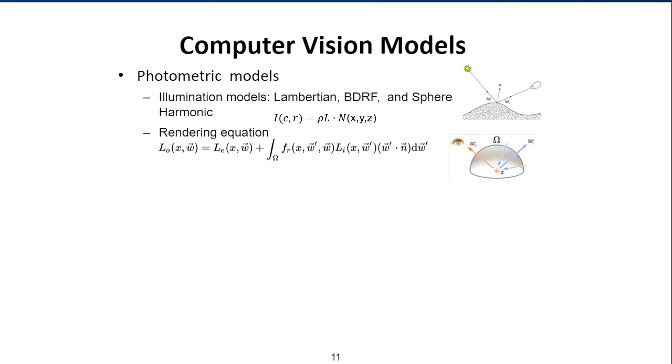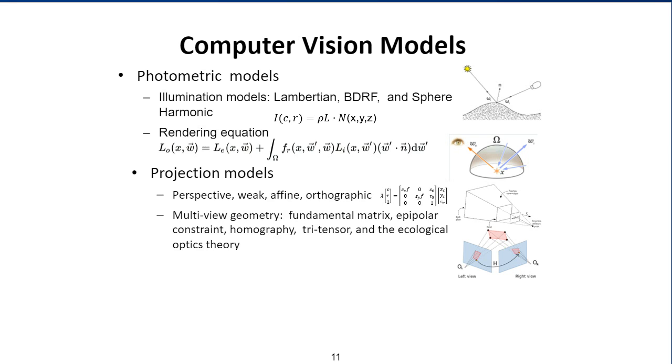Then there are also projection models. The projection models basically relate the 3D object shape and position to their 2D image shape and position. It can be single view and it can be multi-view. For example, for single view, we may have the full perspective projection model, weak perspective projection, or orthographic projection. This is the equation for the full perspective projection model that relates 3D coordinates through a projection matrix to generate the 2D image coordinates. So this is from a single view.